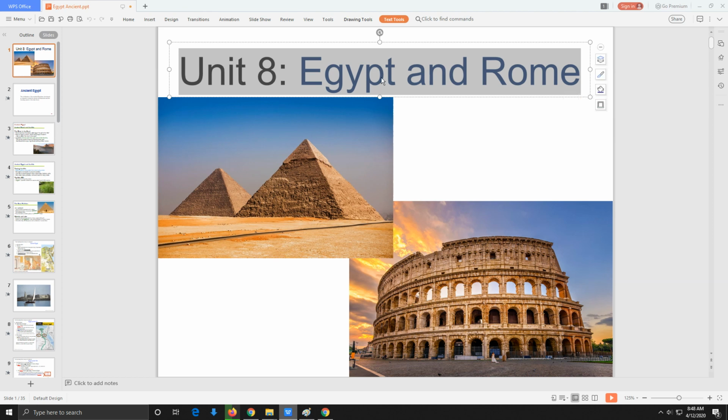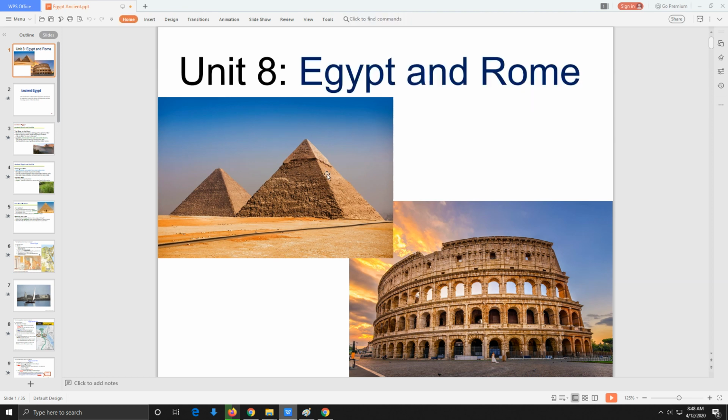Okay, so we got Unit 8, Egypt and Rome, and in the picture, we have the pyramids for Egypt and we have the Colosseum for Rome. So in this unit, we'll talk about ancient Egypt, and then we'll also get into talking about ancient Rome as well. So that's what we're going to talk about in this unit.